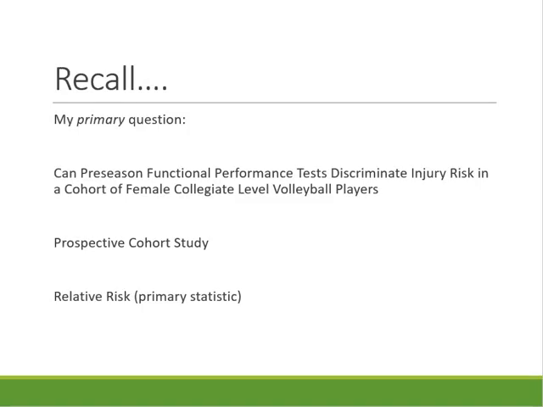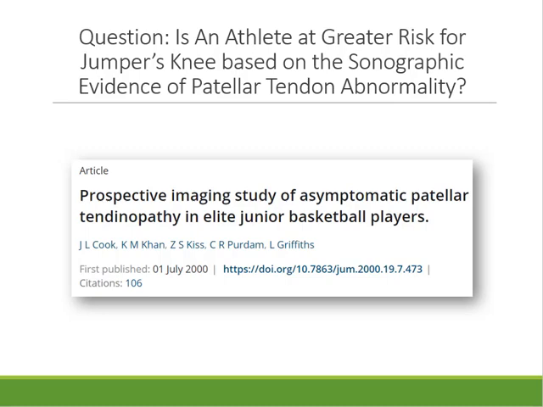Now, my primary question again was, can preseason functional performance tests help to discriminate injury risk? And so the study design that is used for that is a prospective cohort study. And we'll start talking about different study designs in the coming weeks. And the relative risk is the primary statistic that is used. But I also collected a lot of other data.